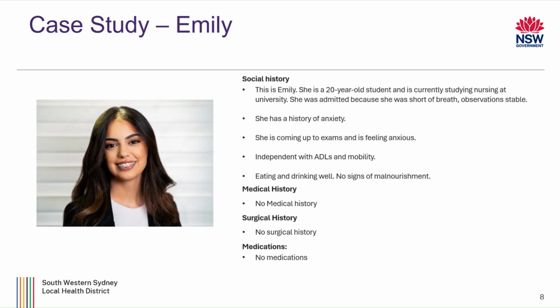Emily is a 20-year-old student admitted with shortness of breath, observations stable. She has a history of anxiety, is independent with activities of daily living and mobility, eating and drinking. Emily has no medical, surgical or medication history.